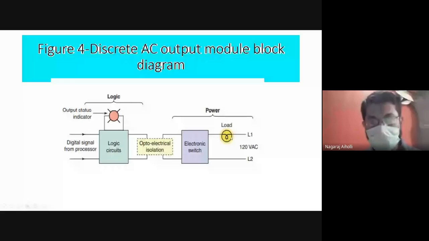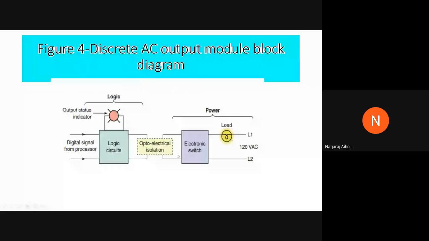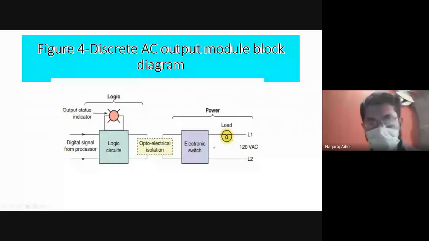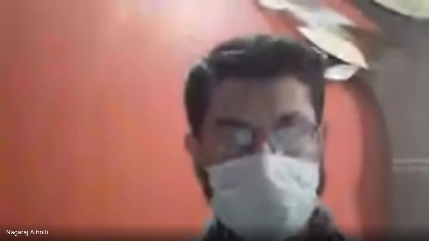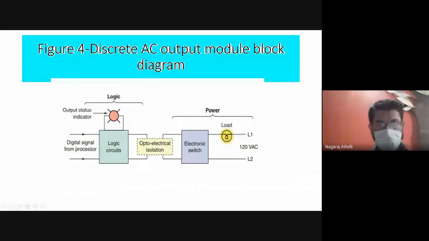We'll see what this electronic switch is. When this electronic switch operates here, the load will be turned on. This is the symbol of the load. So the load will be turned on only when the signal is coming from the processor and the LED is turning on. The signal is coming from the processor based on the program or the ladder diagram that is stored in the processor of the PLC.